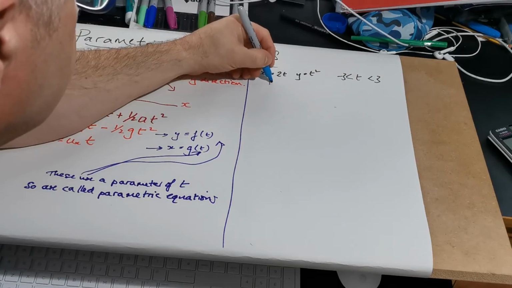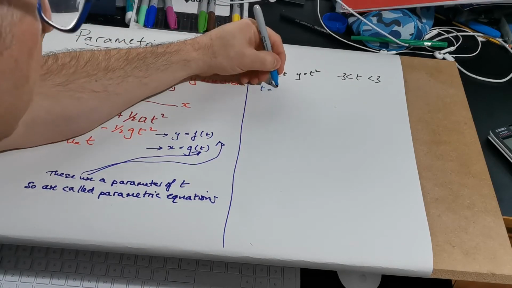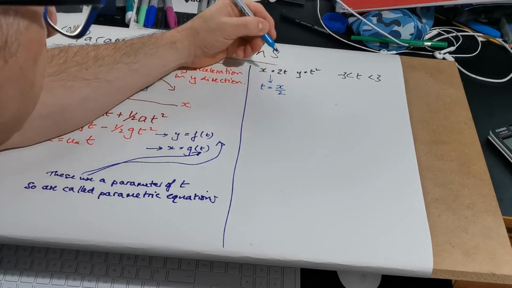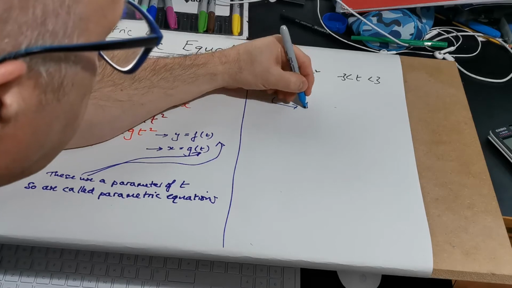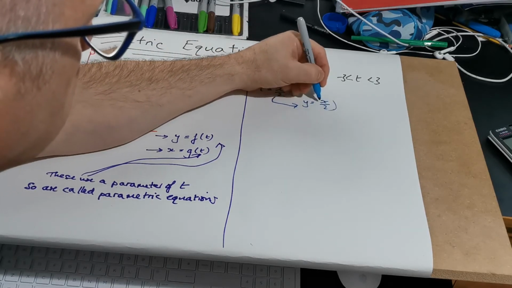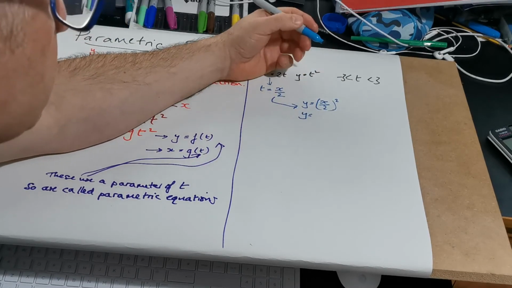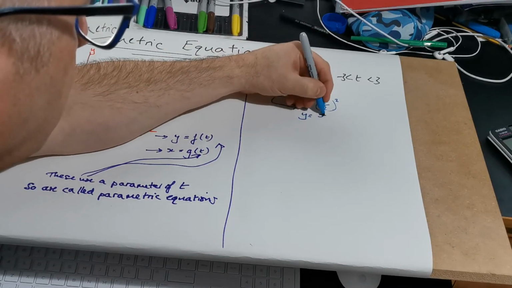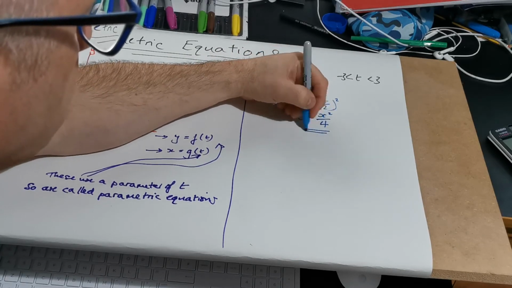So I'm going to try and eliminate the t's altogether. So here I've got t is equal to x over 2. So putting that into this one, I've got y is equal to (x over 2) squared. So y is equal to x squared over 4.